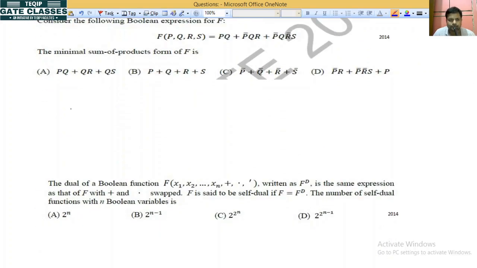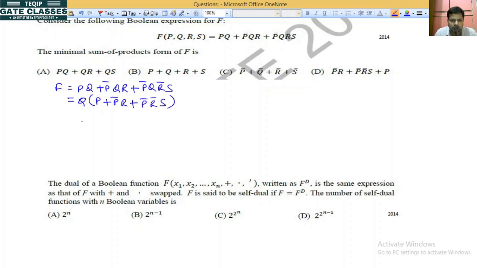Now I have this question. I have one Boolean expression and we have to minimize it. So we have f equal to pq plus p bar qr plus p bar q r bar s. Okay, you can take q as common, so it will be q times (p plus p bar r plus p bar r bar s). Okay.